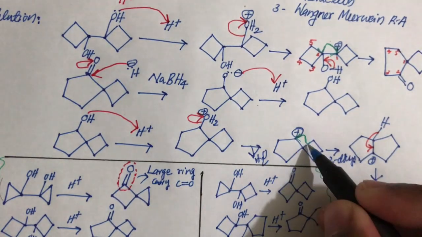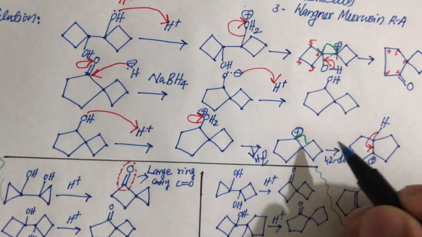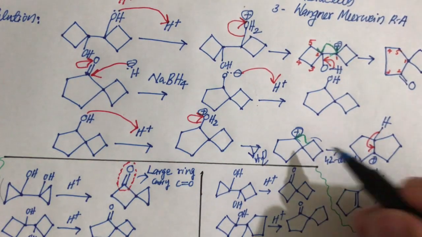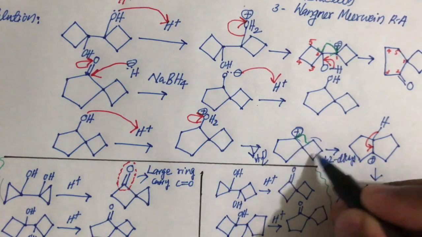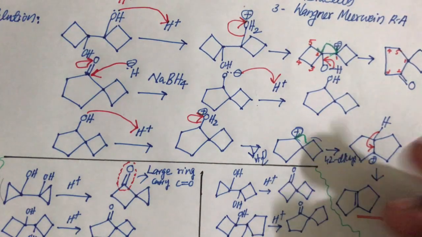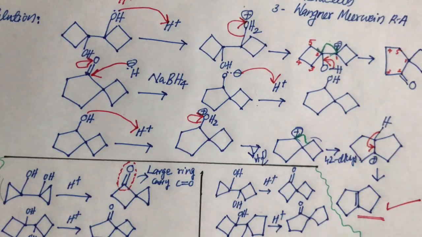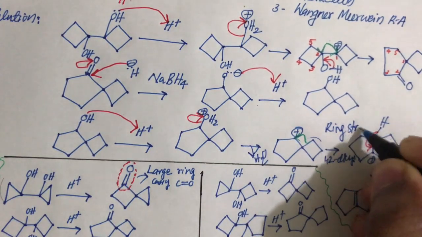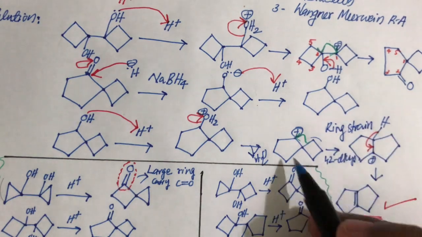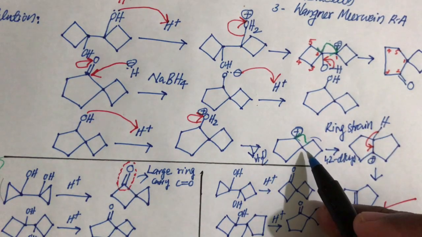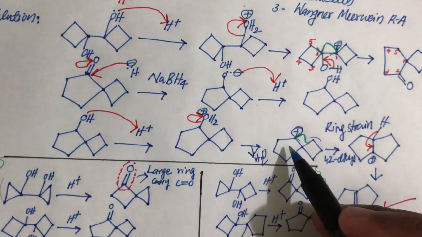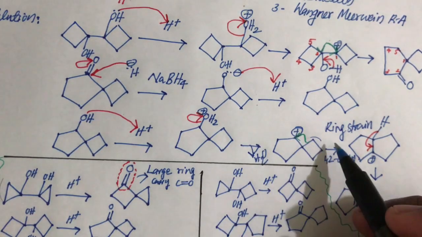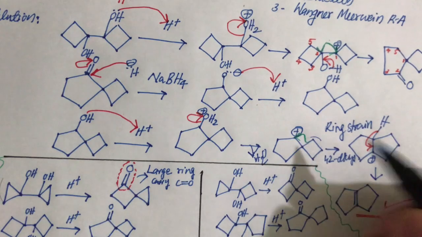Moreover, the driving force is that here we have a 4-membered ring. If you expand this 4-membered ring, you get a reduction of ring strain. That is the main driving force for this rearrangement. Earlier I showed an alkene, but here you have a driving force to produce a more stable ring. That's why ring expansion takes place.